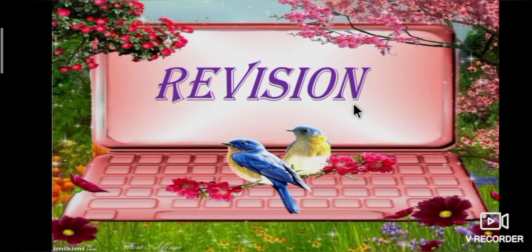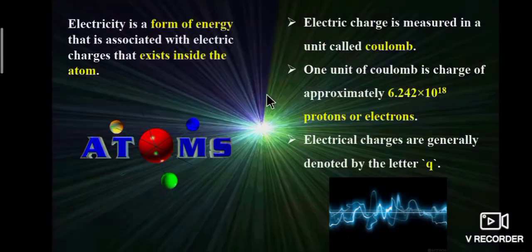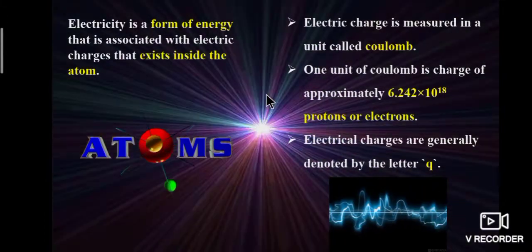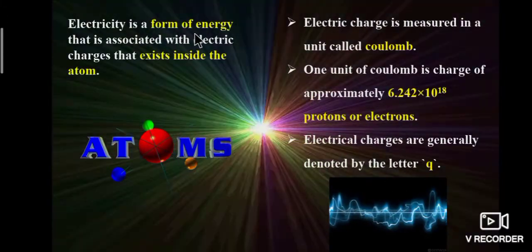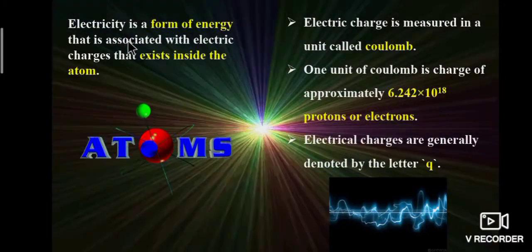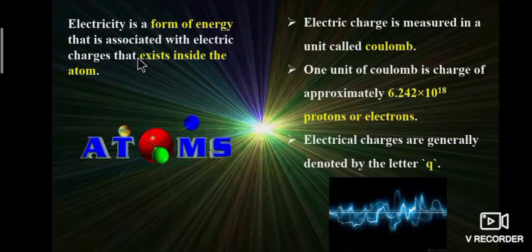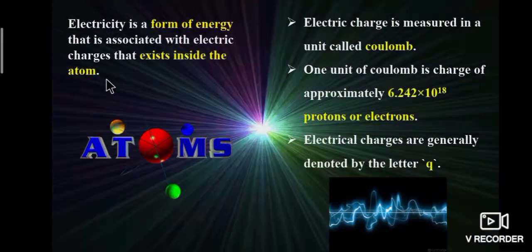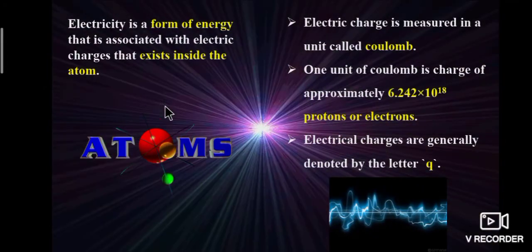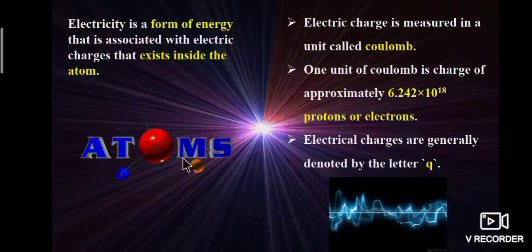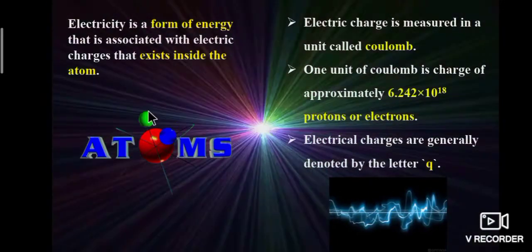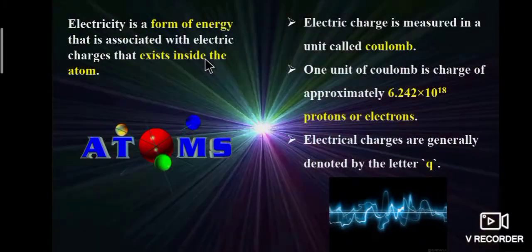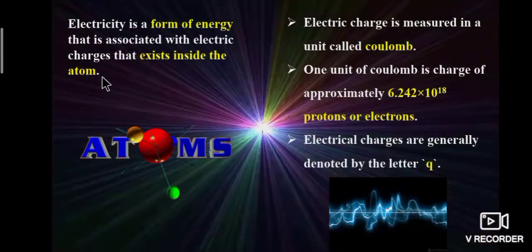It's time to revise our previous session portion. In last class we discussed electricity. Electricity is a form of energy that is associated with electric charges that exist inside the atom. Inside the atom there are subatomic particles: proton, neutron and electrons. So electric charges exist inside the atom.